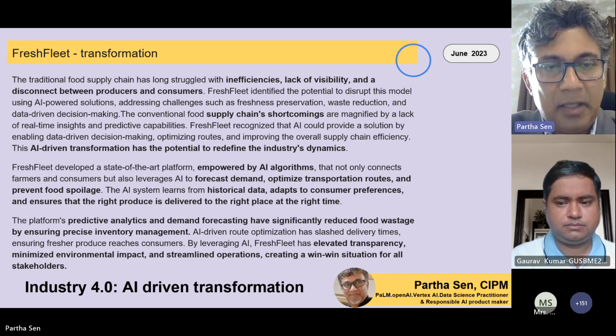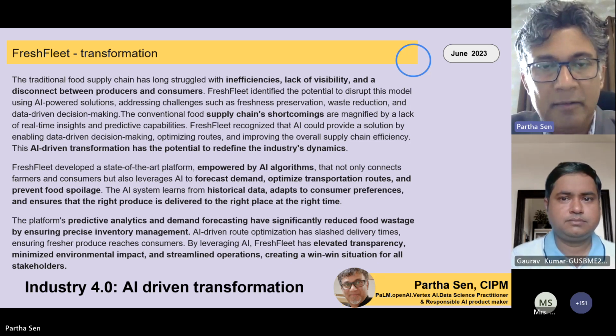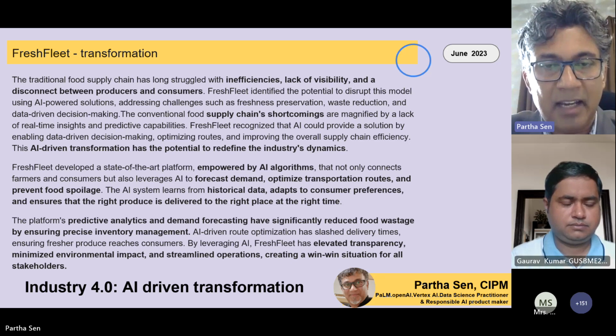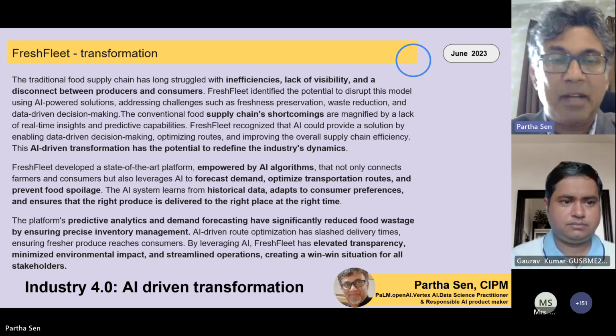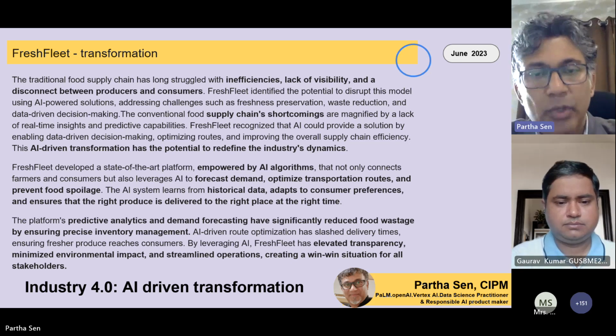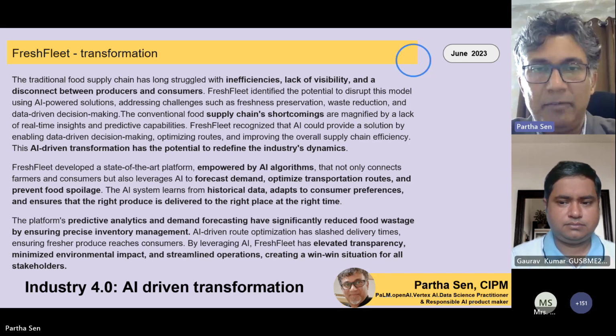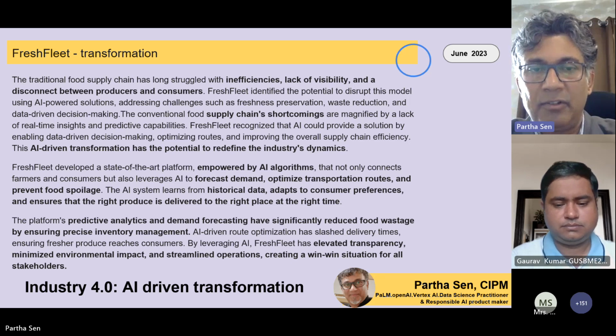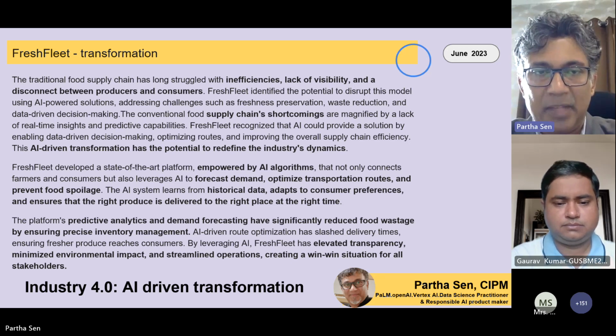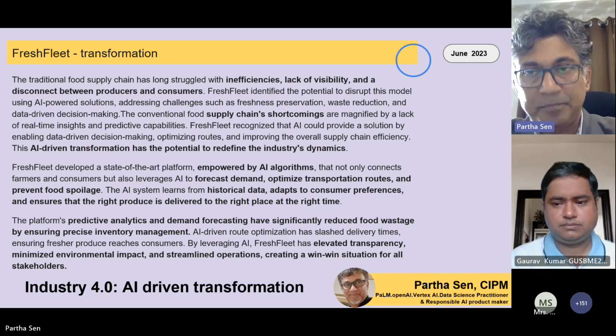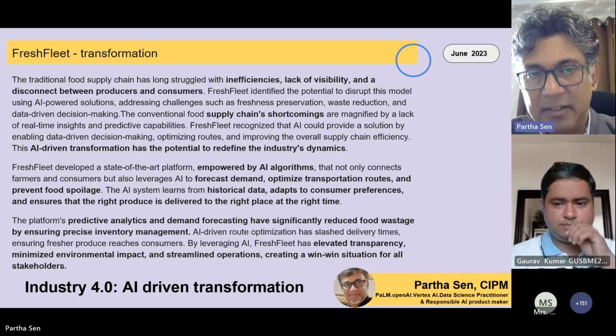Again, based on this predictive transformation through AI, the ultimate goal Fresh Fleet is bringing is elevated transparency, minimized environmental impact, and streamlined operations. So this is a win-win situation for all the stakeholders. The farmers would benefit, the consumers will benefit, and Fresh Fleet, the startup itself, will benefit. They will benefit from the use of AI by bringing efficiency, better visibility, better connectivity, and even predictive insights.